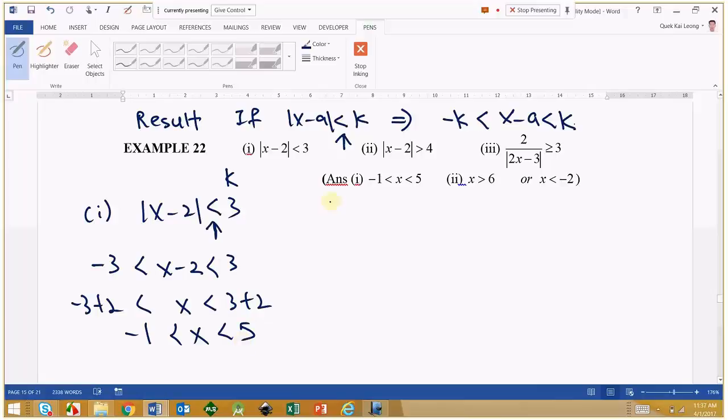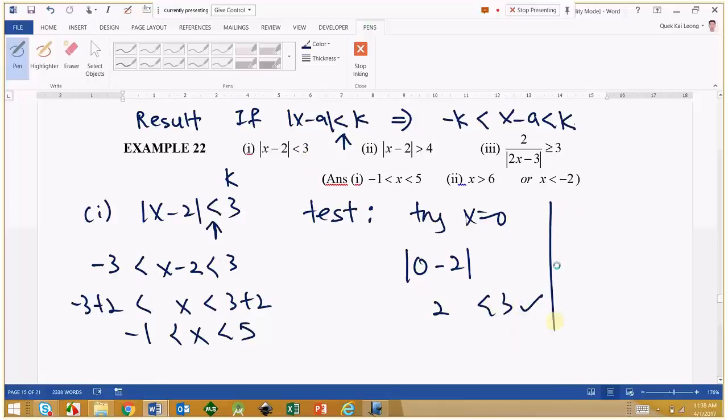Okay, let me do a test of my answer. I've found out that if my x is between minus 1 to 5, the absolute of x minus 2 will be less than 3. So between minus 1 to 5, maybe I use 0. Try x equal to 0. I substitute 0 into here. 0 minus 2 will give me 2. 2 is less than 3, which is correct.